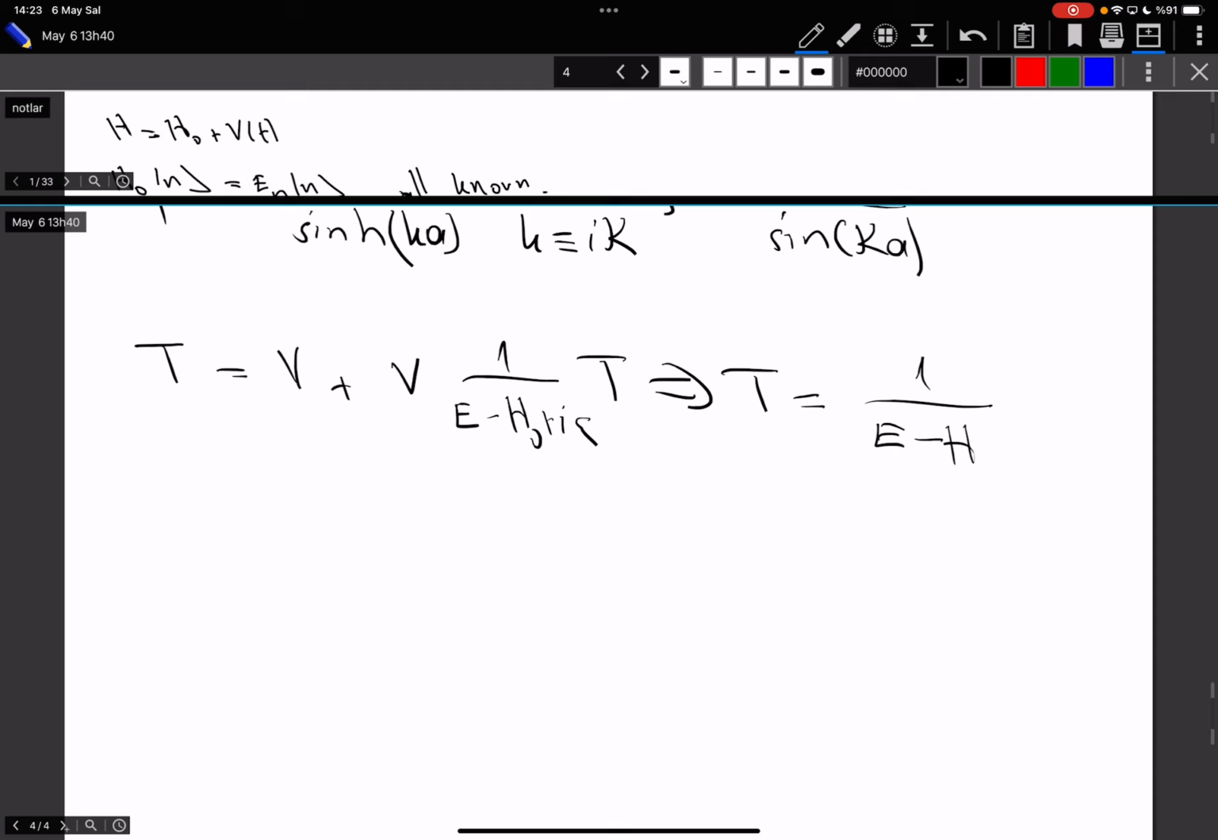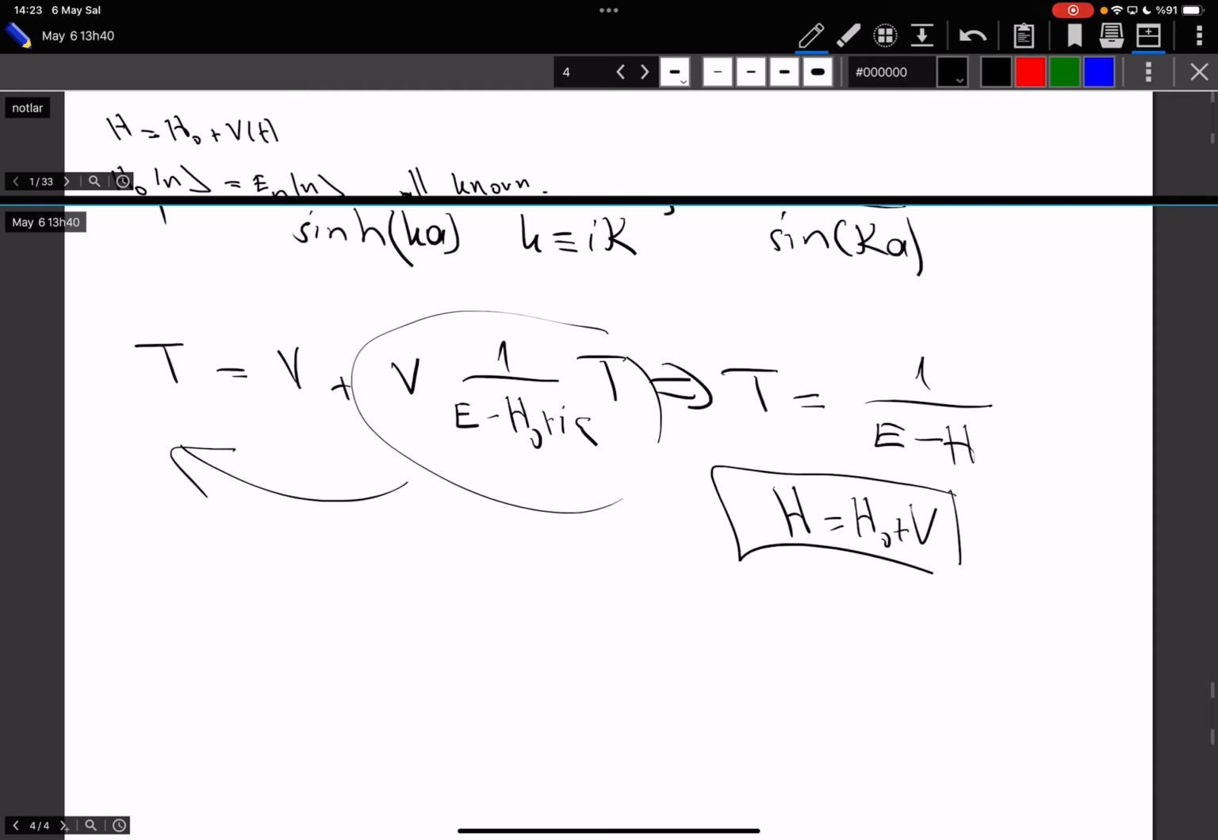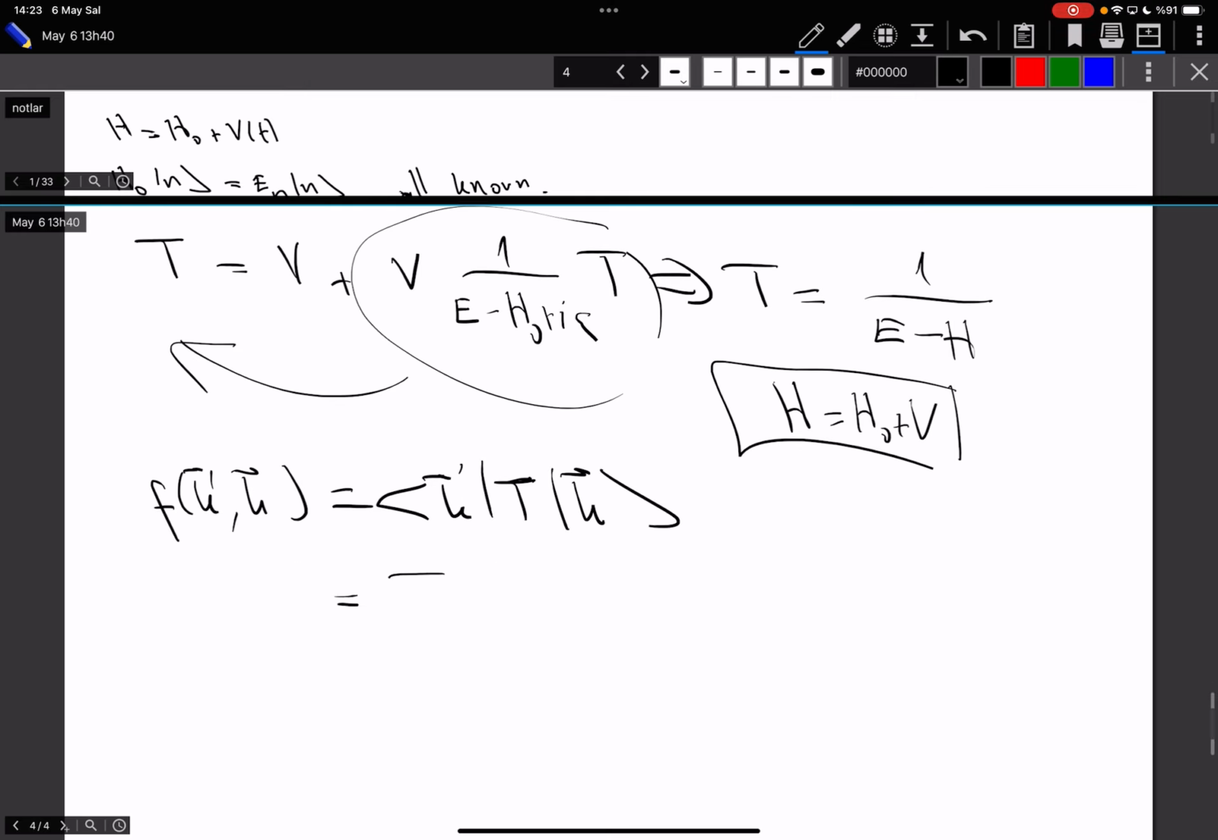Just move this term to the right-hand side, do the simplifications as if they are just ordinary numbers, and this is what you will get. H is H0 plus V. And remember the scattering amplitude, we defined it as <k'|T|k>. Now let me introduce complete eigenstates. This will be <k'|, T is 1 over E minus H0, |k>.